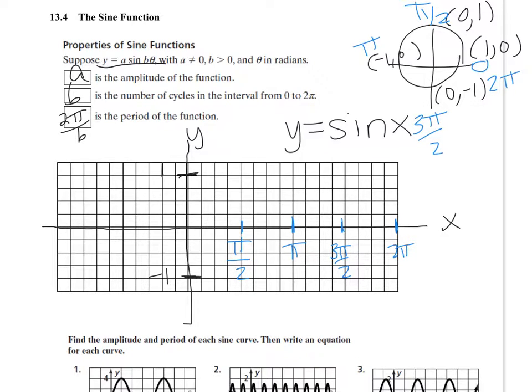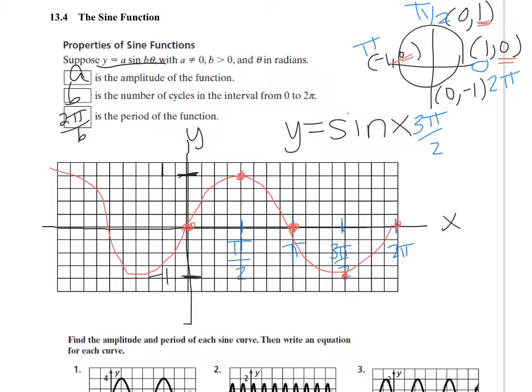So when you have sine of 0, the y coordinate is 0, so it's going to start right here. If you do the sine of pi over 2, the y coordinate is 1. If you do the sine of pi, the y coordinate is 0. And the sine of 3 pi over 2 is negative 1. And the sine of 2 pi is 0. It makes this curvy wave that looks like this. And it extends this way too.